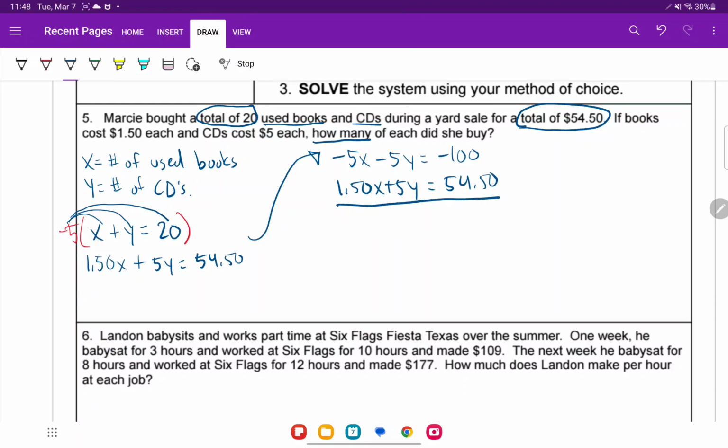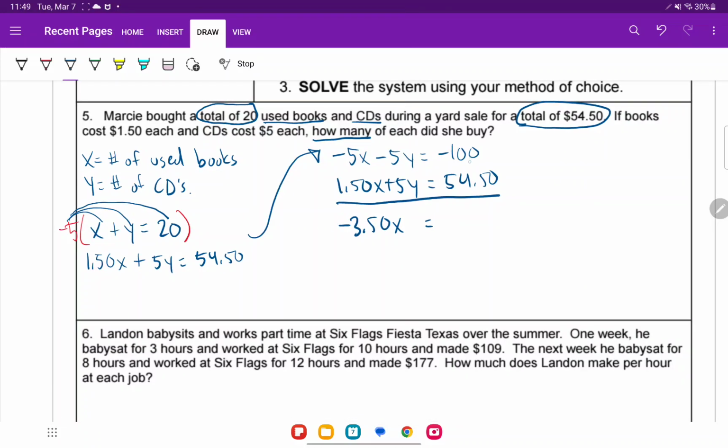All right, so -5 plus 1.5x is going to be -3.50x. -5y plus 5y cancels to 0. And then we have -100 plus 54.50, which is going to be -45.50. So to solve this for x, we're going to divide by -3.50. And here we're going to get that x equals, give me 1 second.